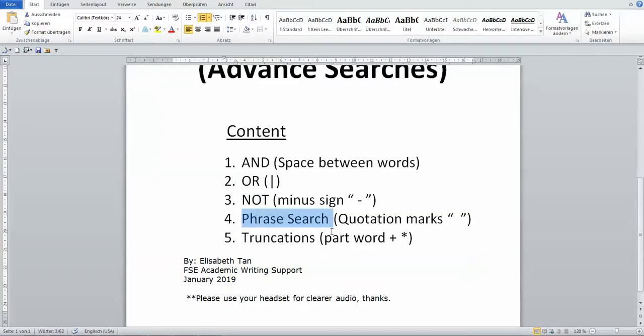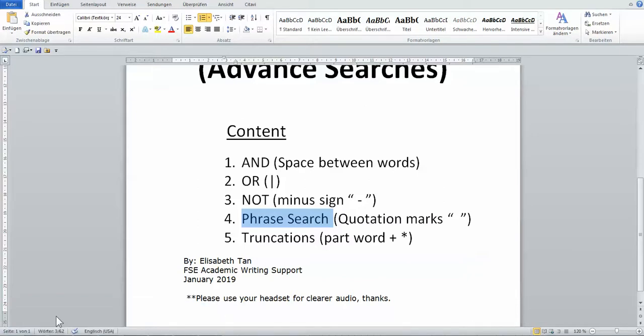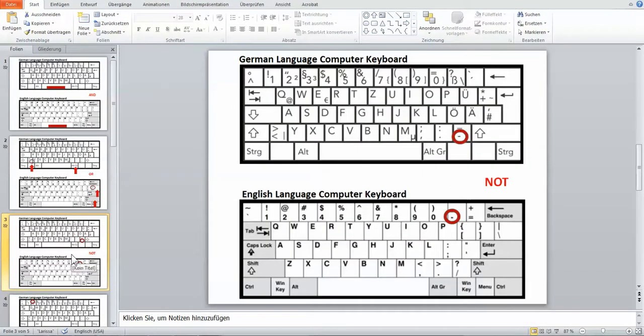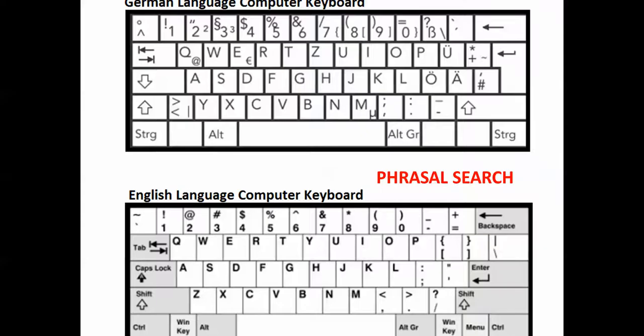Okay, so the next one is phrase search. So sometimes you want it as a phrase, as in I want the words as a whole pair. But of course you can't type it in without the spacing. For example, academic writing. You cannot type academic writing without the space. You can try it, but you don't want anything that says academic la la la writing la la la. You want academic writing as a pair, and you use the quotation marks. So on the German keyboard, quotation marks are right there, and the English one's here.